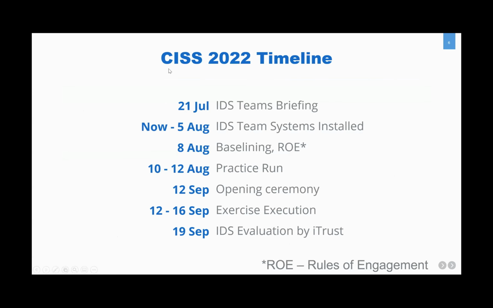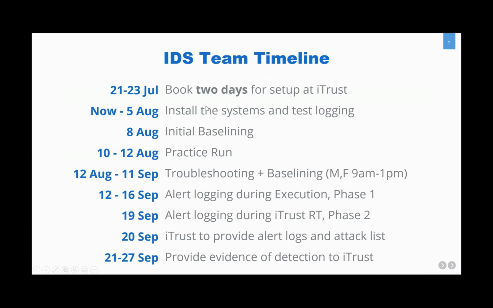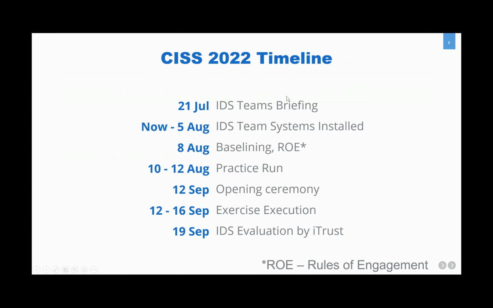This is the brief overview of the timeline of CISS. There is a much more detailed timeline coming in the next slide, but I'll go through the overall timeline first. On 21st July, that is today, we have the team briefing. From now until 5th of August, all the IDS vendor team systems will be installed.